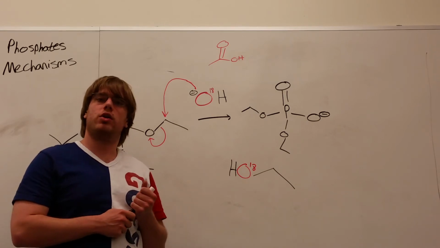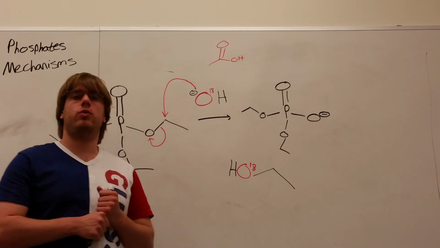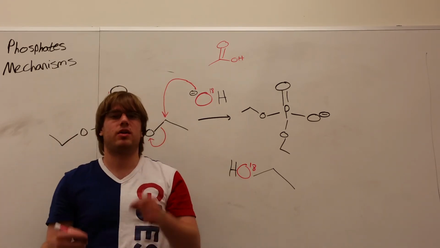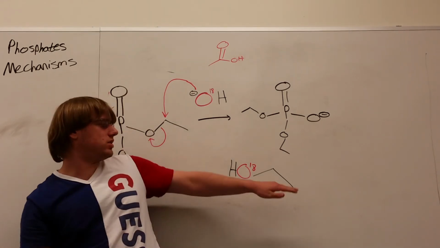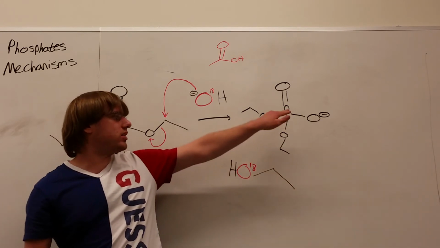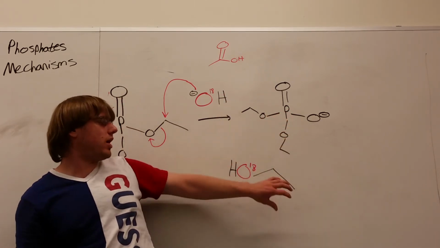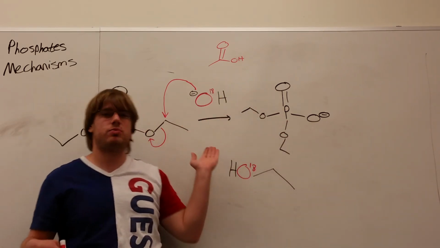So how do you know when you're going to use one mechanism over the other? You really can't. And the way we'll tell you in an exam question is probably by giving you the products that we expect. We'll label the oxygen in the product and say, okay, so we should see that the oxygen is either attached to the phosphorus, in which case you'll use the first mechanism, or you'll see the oxygen that we labeled is in a separate group altogether, in which case you're going to follow this mechanism.